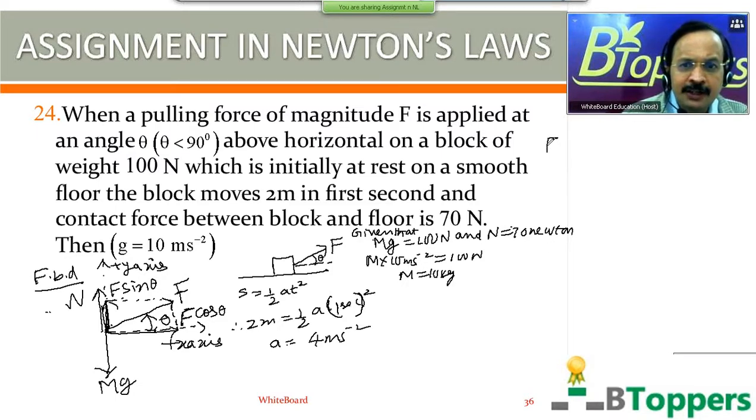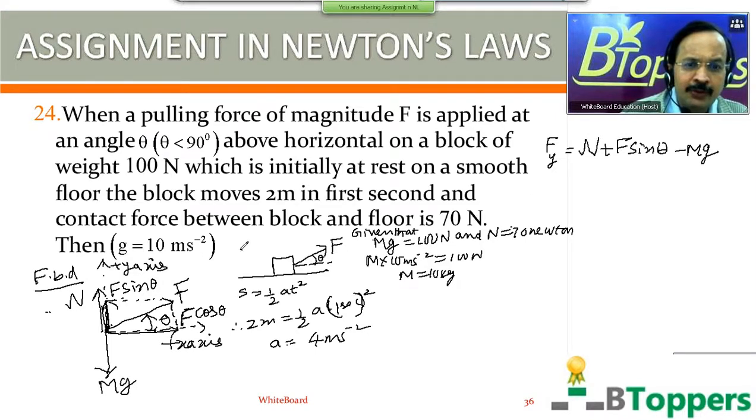Let Fy denote the y component of the resultant force on the block. Here N is the magnitude of the normal reaction on the block by the floor, which acts vertically upwards along the positive direction of the y-axis. The vertical component of the pulling force, f sin theta, also acts upwards. The weight mg of the block acts vertically downwards, in the negative direction of the y-axis. So the y component of the resultant force can be written as N plus f sin theta minus mg.